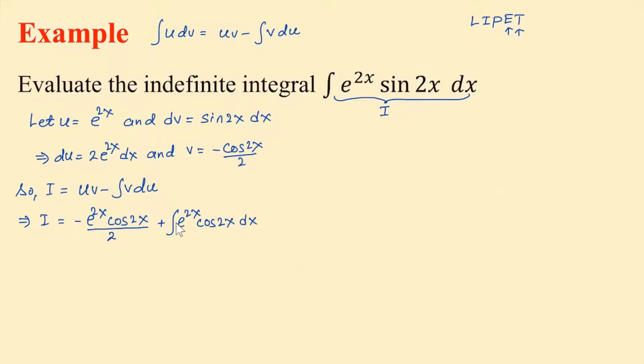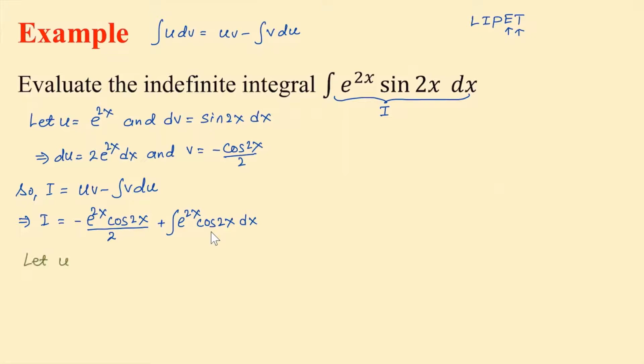Again, when we look at the second integral, it is just like the question, not exactly, but here we have sine 2x, here we have cosine 2x. So very similar, we have the combination of exponential function and trigonometric function. So we have to use integration by parts again. So for this one, to evaluate the second integral, I'm going to consider u as e to the 2x and dv as cosine 2x dx. So let's make that.